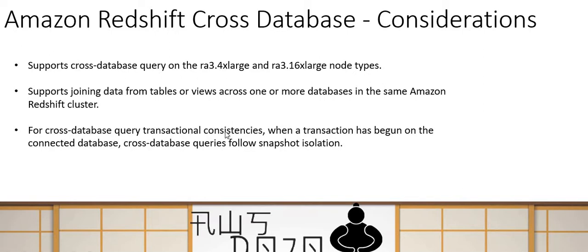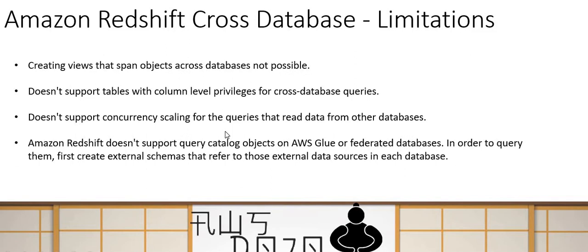Okay, so moving on, some limitations, not very big ones. In your connected database, you cannot create a view which will span across multiple databases. You saw that you can make queries and joins across multiple databases, but you cannot create a view which represents data from multiple databases. So you cannot convert your query into a view in your connected database. That's the one thing you cannot do.